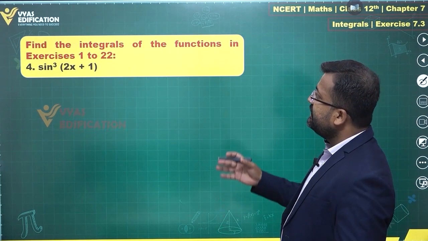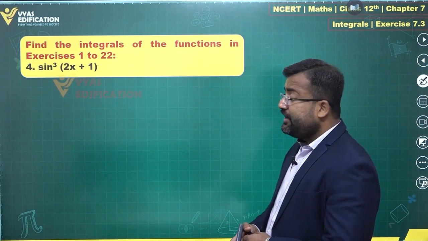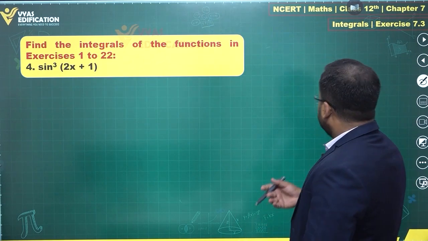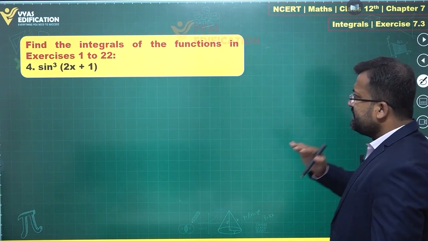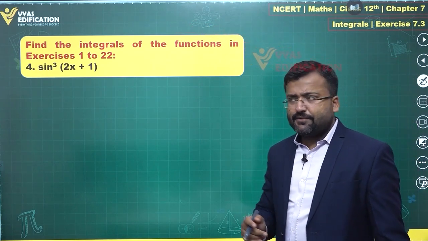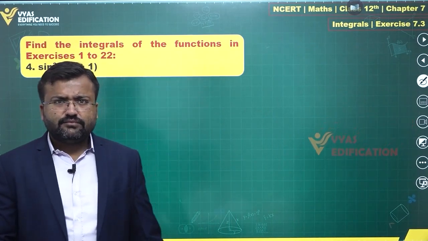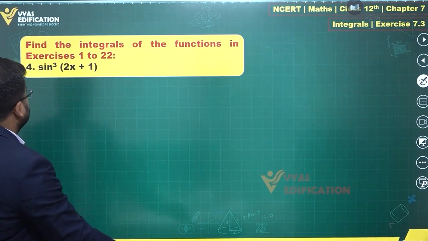Fourth question says that we have sine cube of 2x plus 1. And how do we handle this one? So sine cube of anything can be handled in two ways. What are the two ways? Let's take a look at this particular question using one of the ways first.